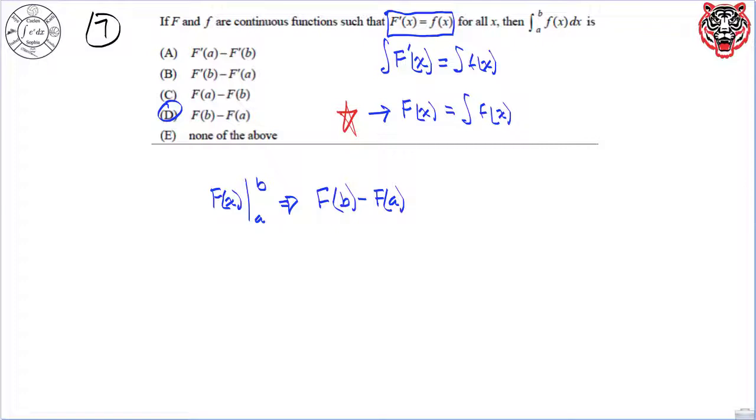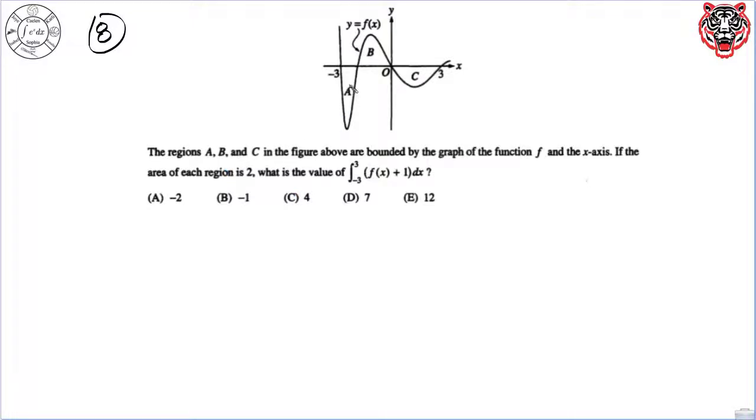All right, moving on to number 8. Each of these regions is an area of 2, and we're trying to figure out what this definite integral is. This one is a little bit tricky, but you have to separate this into 2 parts. You first separate it into the integral from -3 to 3 of f of x. It's kind of like the distributive rule of the integral. And then also we want to add that to the integral between -3 and 3 of 1. I guess both of these should have a dx in them, dx to be formal.